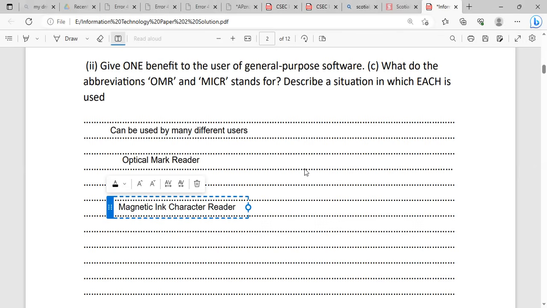All right, so the next part of the question says, describe a situation in which each is used. So describe a situation in which the optical mark reader is used and also the magnetic ink. I think I should put the word recognition. It's widely used as. So give a case where the OMR is used.